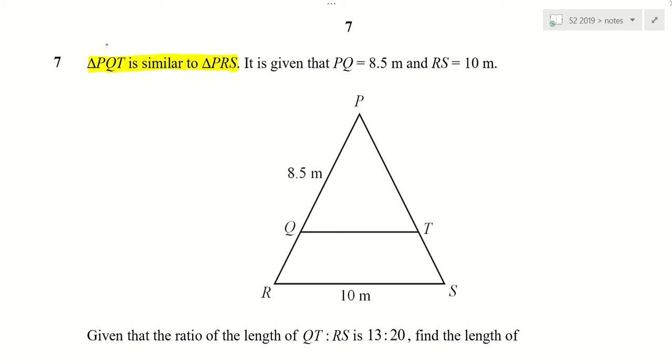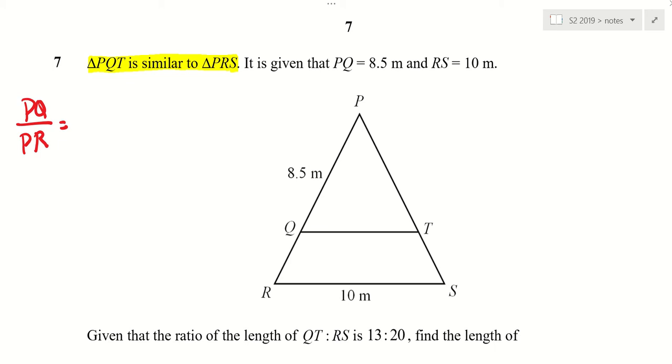Can people focus? Can you start writing PQ? Can you write down PQ over PR is equals to something? Can you try? Kevin, can you? Can I have the chance to talk to him? Can you go back to your seat? Can you help me write out the second ratio that is common? Why are you sitting down? Where's your paper? Hurry up. Stand up and write.